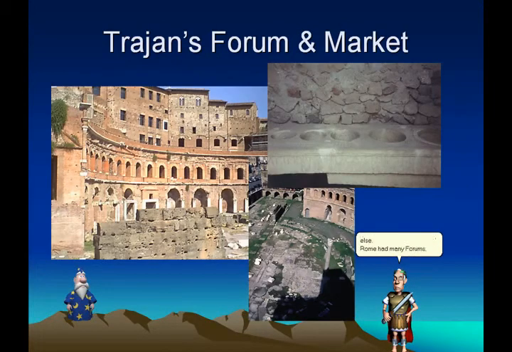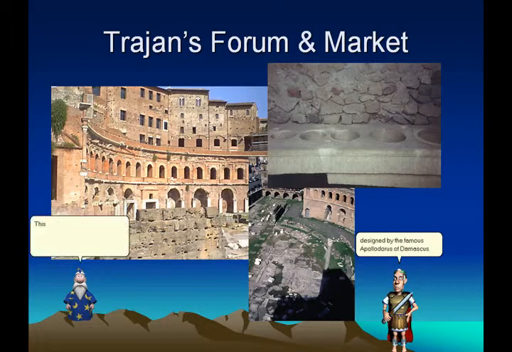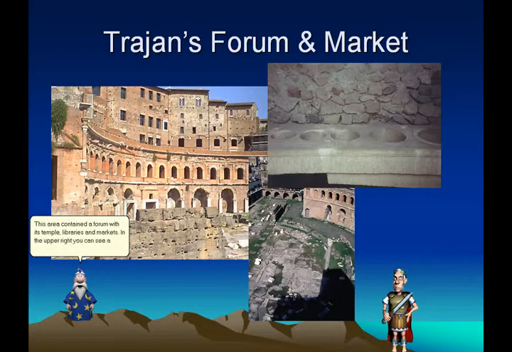Rome had many forums. This is just one of the others. Trajan's great group of buildings, comprising his forum and markets, was designed by the famous Apollodorus of Damascus. This area contained a forum with its temple, libraries, and markets. In the upper right you can see a serving stone. This was designed to keep food either warm or cold. All depended on if it had a fire or water below.